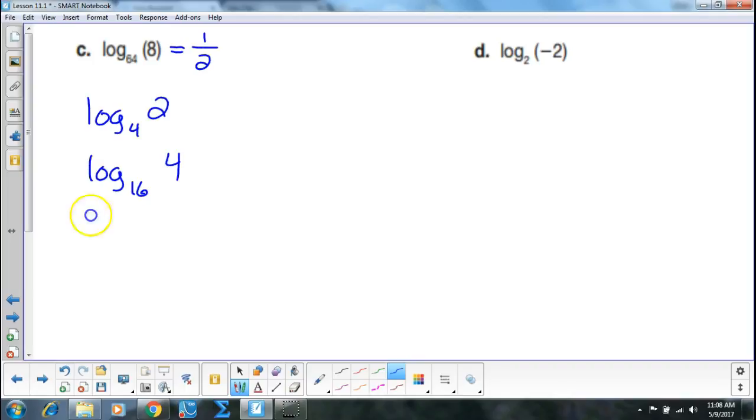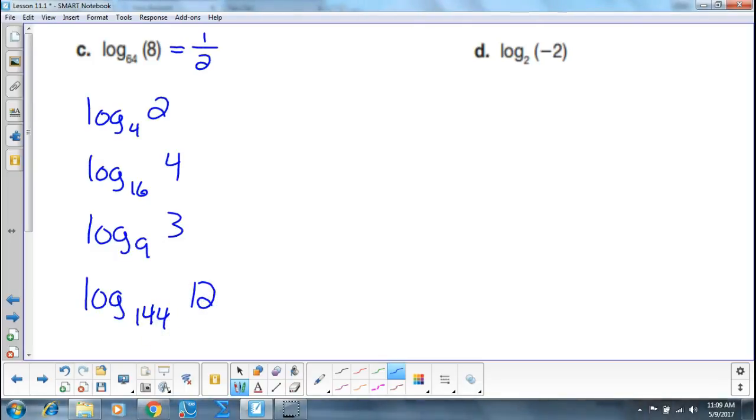Log base 9 of 3. Log base 144 of 12. Log base 36 of 6. Log base 9/4 of 3/2. Okay? Right? All those work, because all those are equivalent to 1/2.